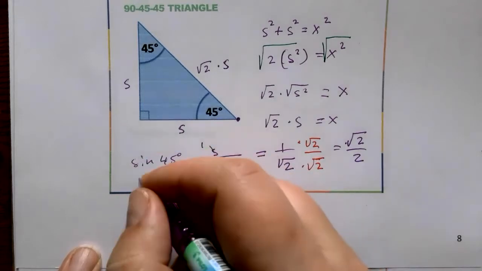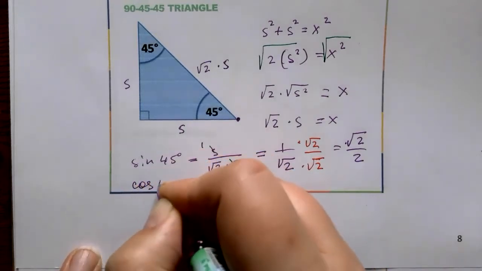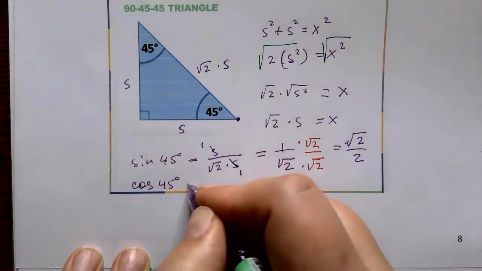And then the cosine of 45 degrees, guess what it's going to be?